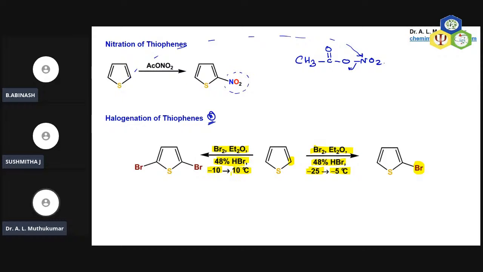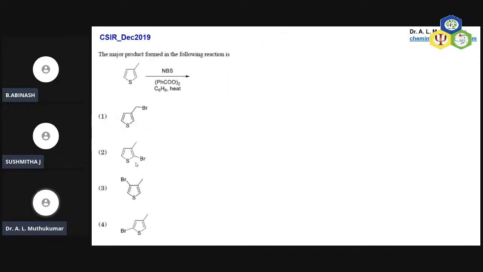the increased temperature leads to the formation of dibromothiophene. I already discussed in the last session that in five-member heterocyclic systems, the C2 and C5 positions are always more reactive. The first bromination takes place at C2 and the second bromination at C5. So when you increase the temperature, the second bromination also occurs at C5. This is what is important here: this reaction is purely temperature oriented.